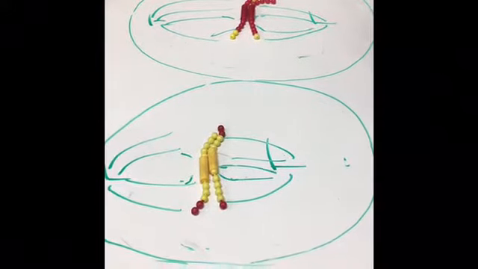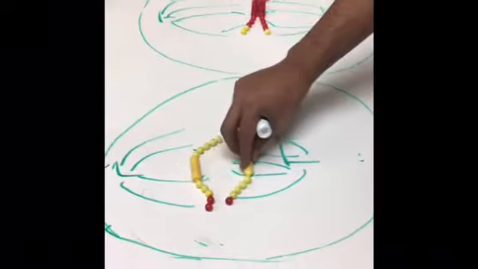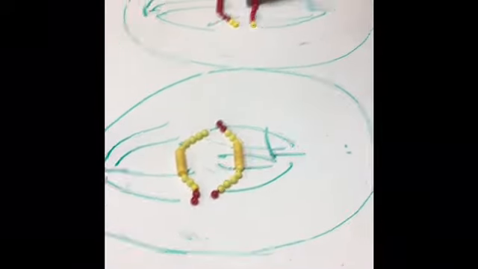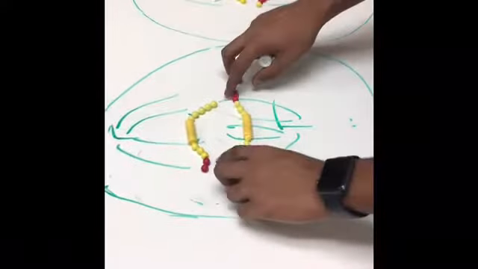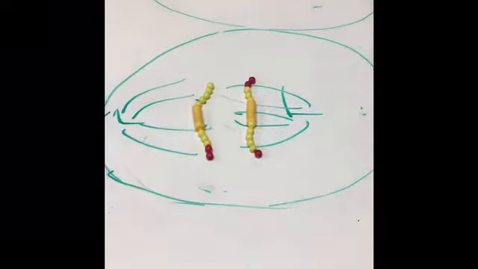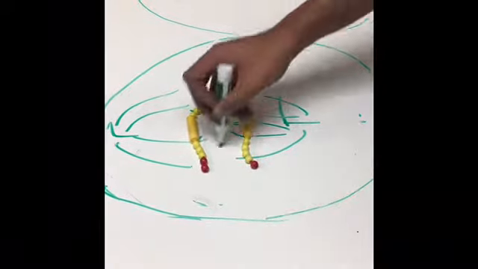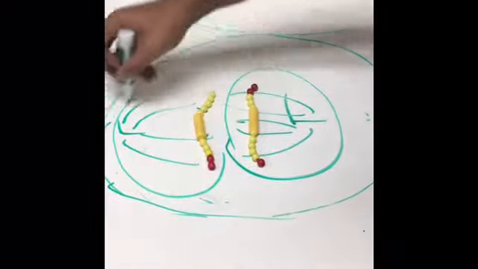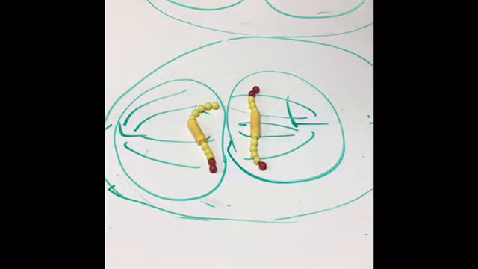In anaphase 2, breakdown of proteins holding the chromatids together at the centromere allows the chromatids to separate. The chromatids move towards opposite poles as individual chromosomes. Telophase 2 and cytokinesis, nuclei form. The chromosomes begin decondensing and cytokinesis occurs.